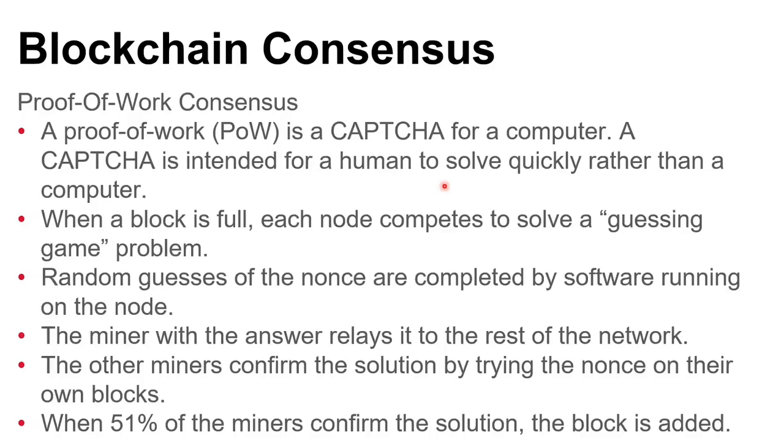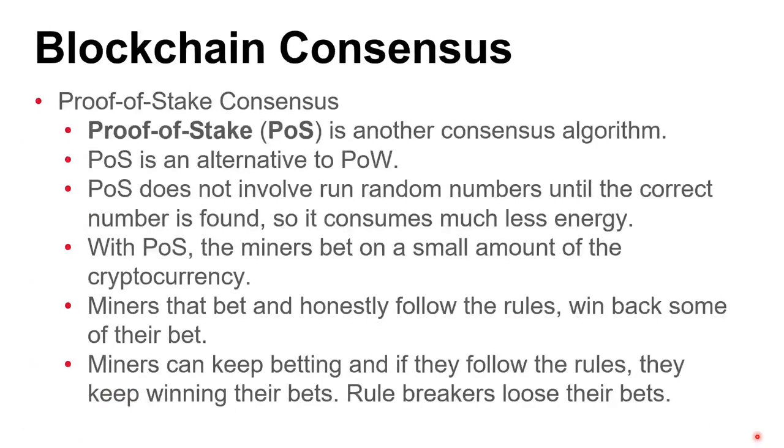So a miner will answer the relays. Once a miner actually has that block, he or she relays that new block to the rest of the network, and all the miners confirm the solution by trying their nonce on their own blocks. If 51% of the miners agree, the block is added. Other blockchains can certainly have other rules, but 51% happens to be what the Bitcoin community is currently using. There's also proof of stake consensus. That's another consensus algorithm, and it's definitely an alternative to proof of work.